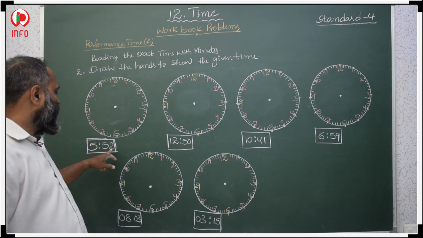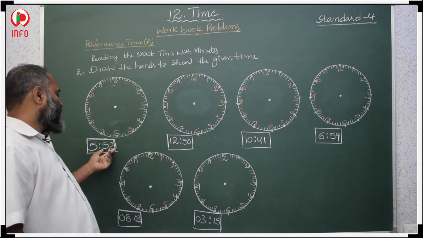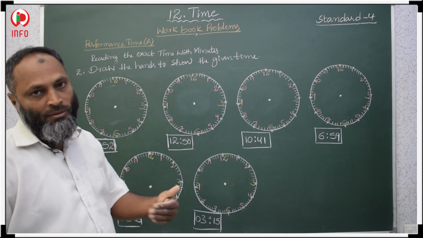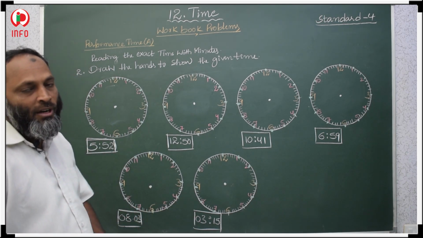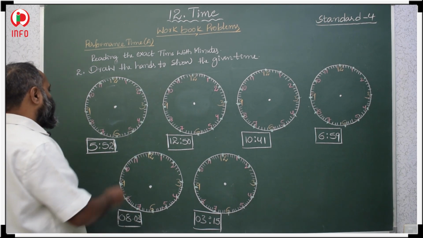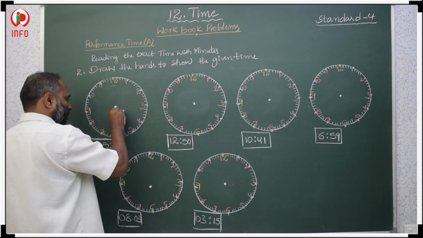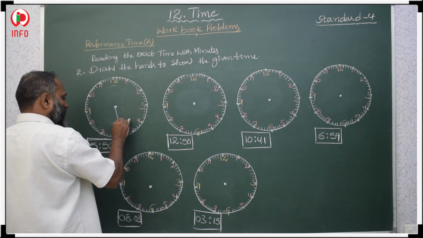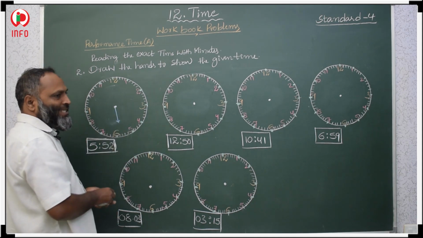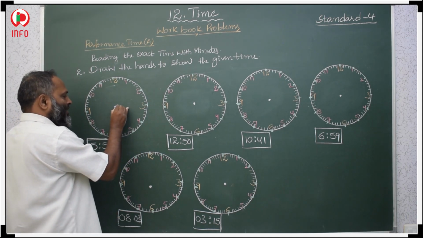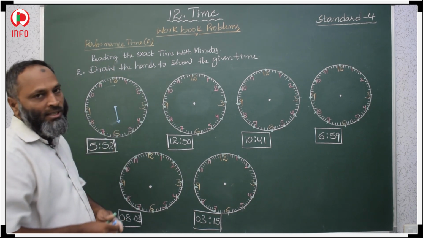5 hours 52 minutes. 52 minutes is near to 6, so the hours hand we should draw near to 6. So here, where is 6? Near to 6 we should draw the hours hand. Why? Because 52 minutes are completed. Out of 60 minutes, 52 minutes completed means it is almost near to 6. The hours hand is near to 6.